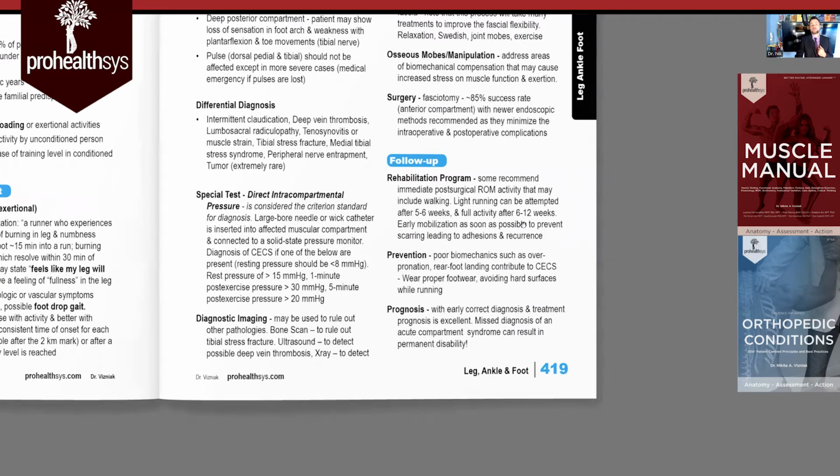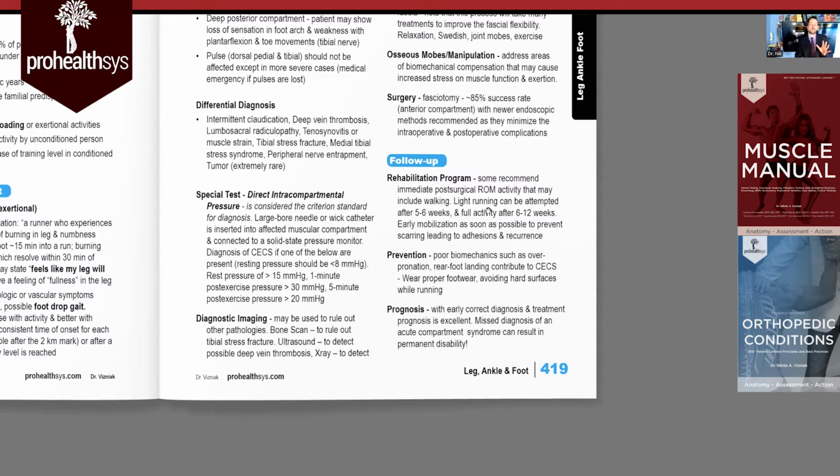Some recommend immediate post-surgical range of motion. That may include walking. I would be in that camp right there. The research seems to be pretty clear on that. The sooner I can get you moving, the better the outcomes are going to be. Light running after 5 or 6 weeks, possibly, and full activity 6 to 12 weeks.